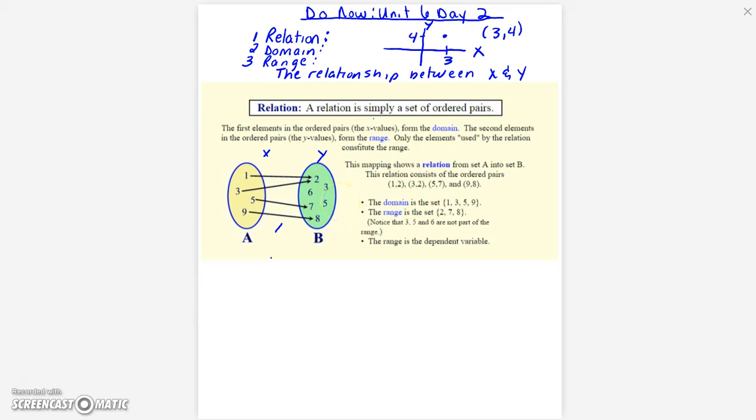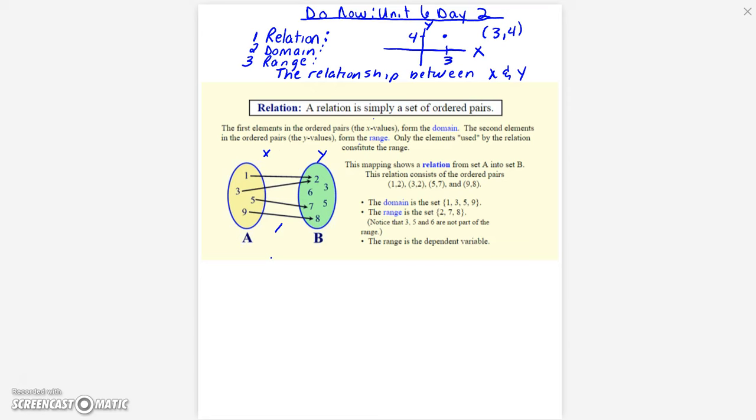This relation consists of the ordered pairs 1, 2, 3, 2. Now both 1 and 3 have a y value of 2. And look at the eggs you see over here. The 1 has an arrow over to 2, and the 3 also has an arrow over to 2. And that's why the ordered pair looks like that. 5 to 7, see the arrow goes to 7, and 9 to 8.